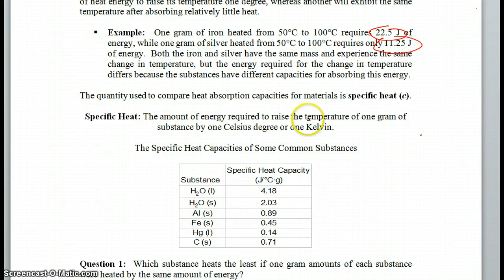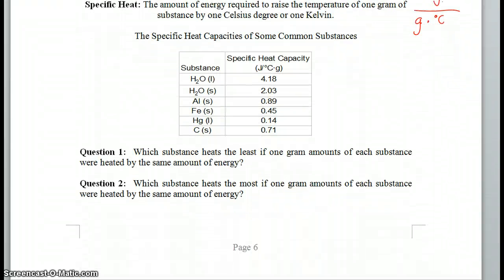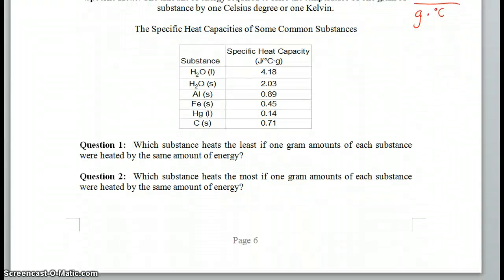The amount of energy required to raise the temperature of 1 gram of substance by 1 degree Celsius. So again, what specific heat is indicated by the unit. So the amount of energy required to raise 1 gram by 1 degree Celsius or Kelvin. Okay, so the lower your specific heat, the easier it is to change the temperature, or the less energy must be applied to change the temperature.